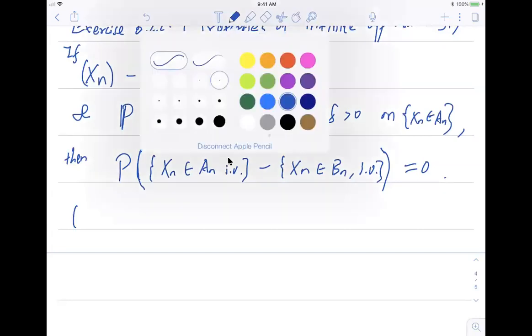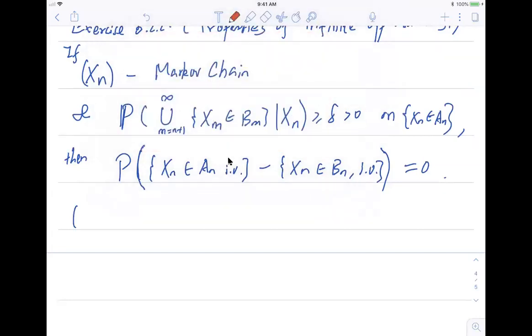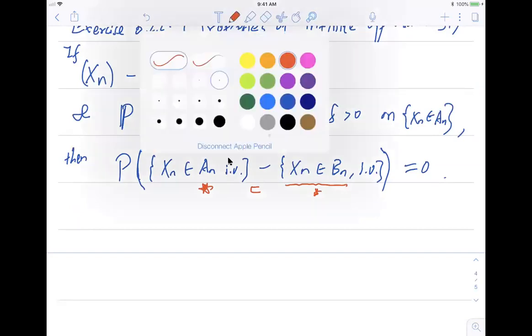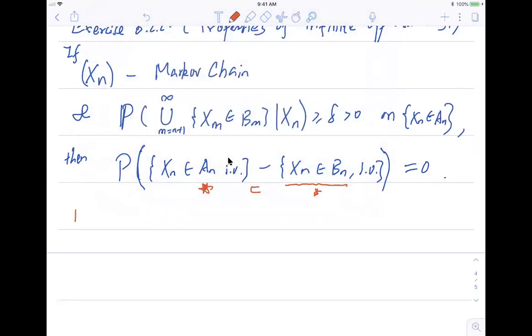But let me give you a little more hint. Basically, you need to show that this set is contained in this set, so this set is kind of bigger. You can use the Lebesgue dominated convergence theorem for conditional expectation.